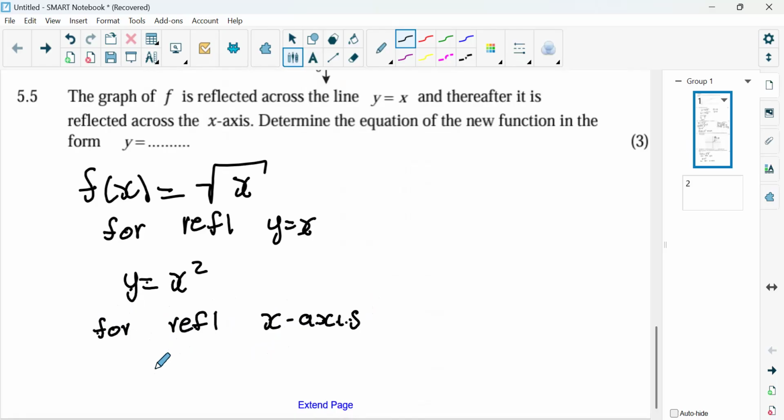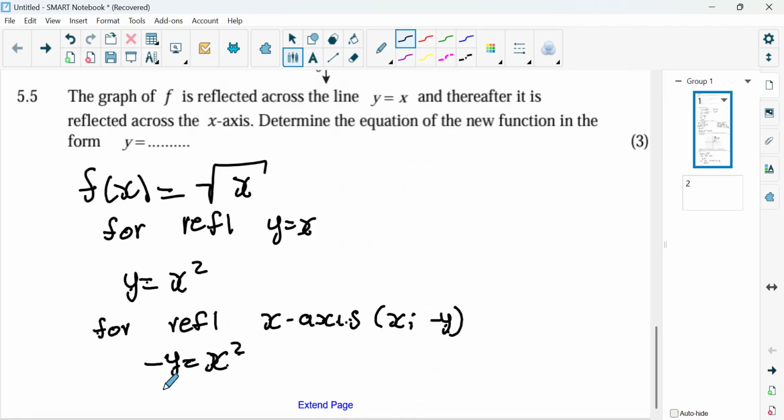The y is going to become negative, so I'm just going to put it as a point. For reflecting by the x-axis, the x remains the same, and the y becomes negative y. So in other words, minus y is going to be equal to x squared.